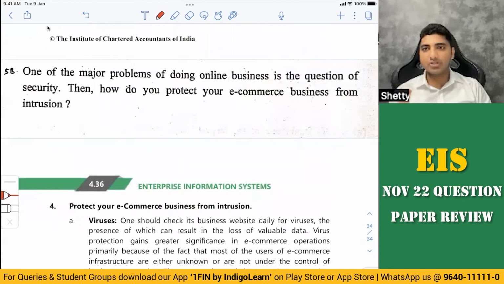In 5b, there was an option. Either you could write the advantages of ERP, or the final question is: one of the major problems of doing online business is the question of security. How do you protect your e-commerce business from intrusion?